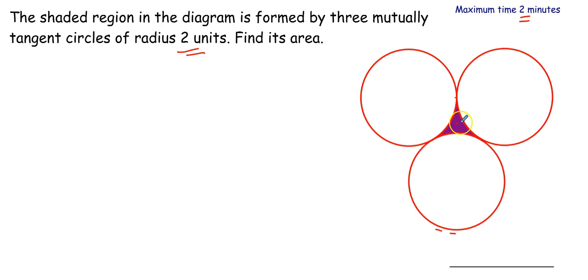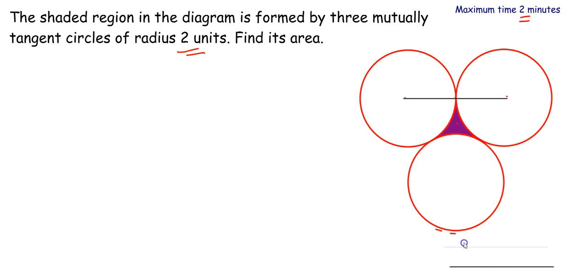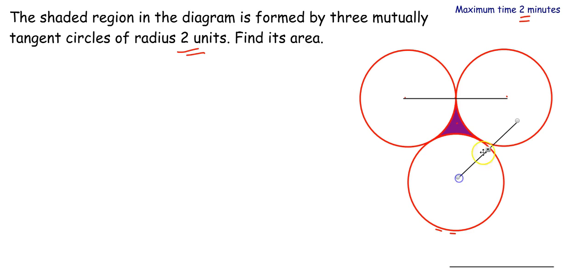Now, in order to find the area of this region, I think the best way is for me to connect the centers of the circles. Okay, this is one. Make sure that, because of the tangency and we know the property here, that the centers of the two circles and the point of contact all lie on the same straight line. So it is already known. I'll take the second line and connect it, that is from the second center to the third center, and similarly the third one.